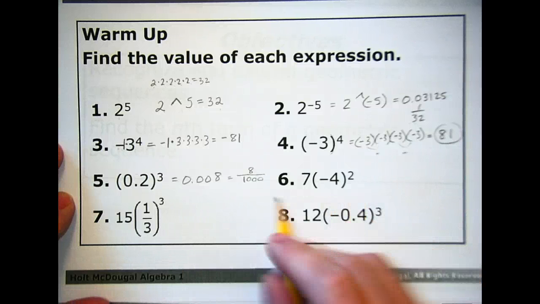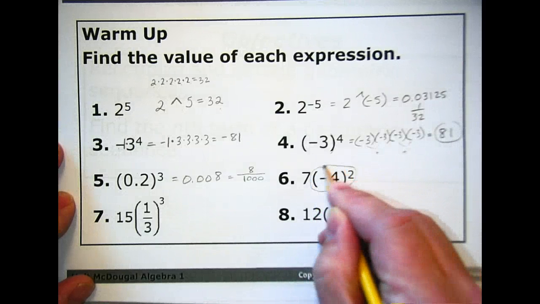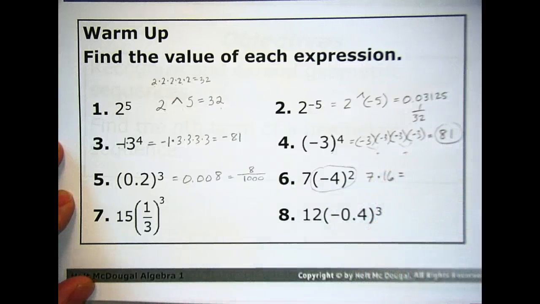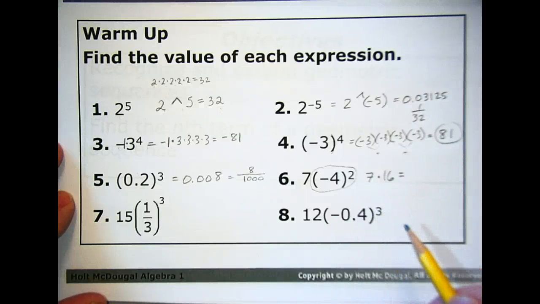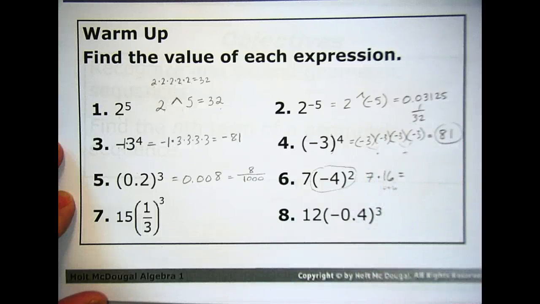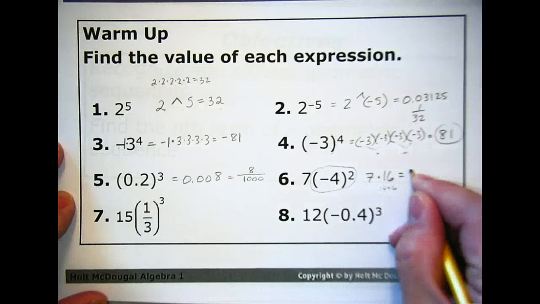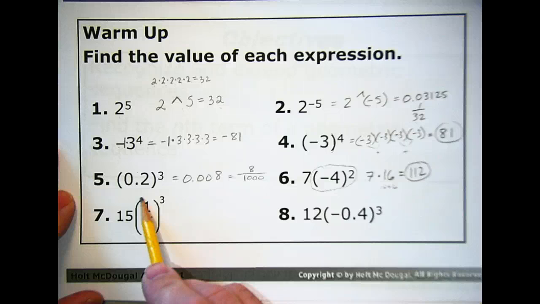Okay? Here, 7 times negative 4 to the 2nd. Got to do this part first. Negative 4 squared is 16. So we get 7 times 16, which is? What's 7 times 10? 70. So 16 is 10 plus 6. So 70. And 7 times 6 is? 42. So 70 and 42 is? 112. Good.